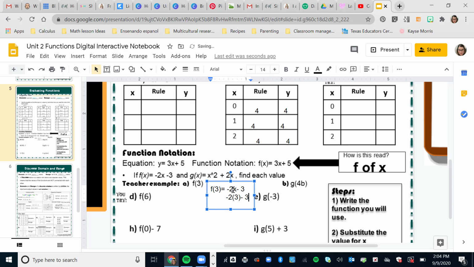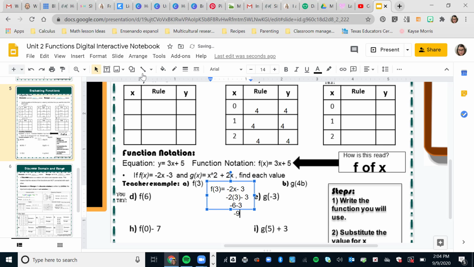So that's my second step. I need to substitute my value of x that is given to me everywhere I see x. And in this case, we just have x next to that negative 2. And then our last step is to simplify. So negative 2 times 3 is negative 6, minus 3. And then negative 6 minus 3 is negative 9.